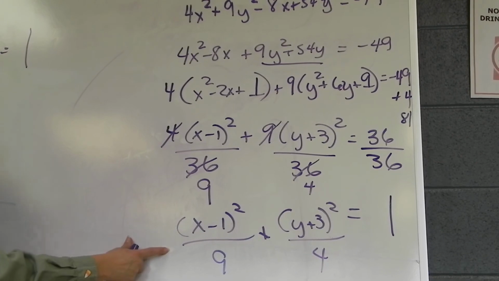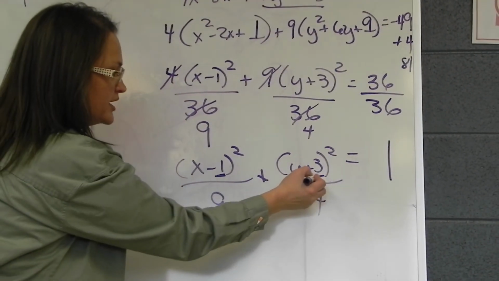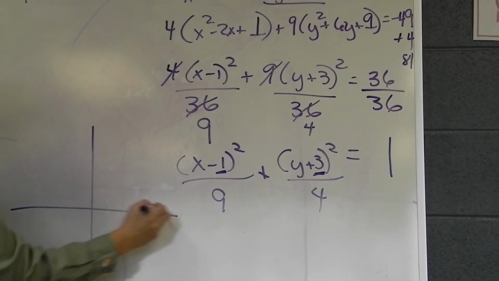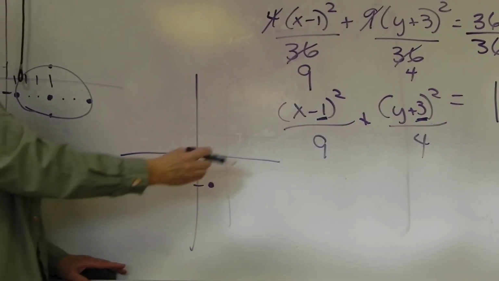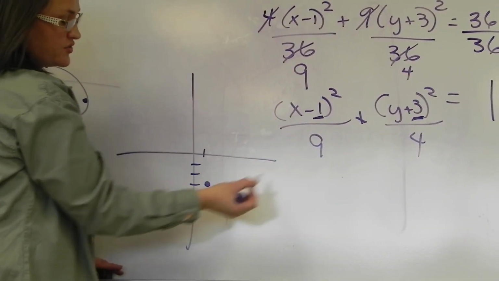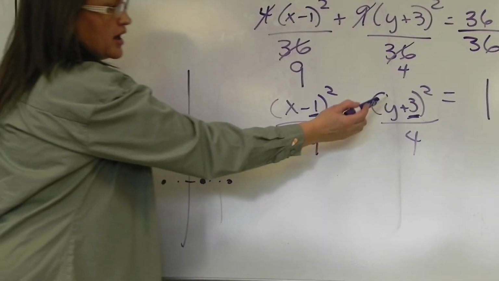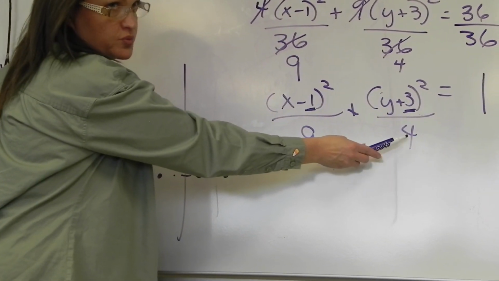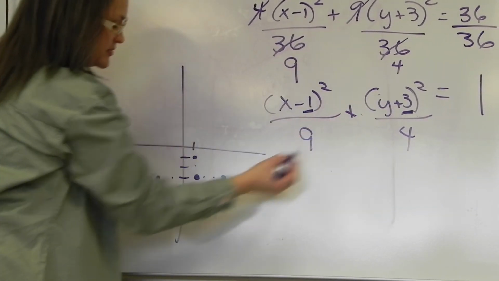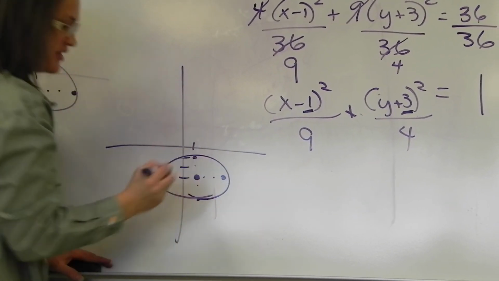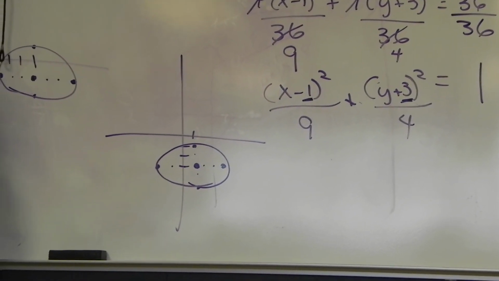But from this point, now it's ready to graph. The center, the starting point, is 1, negative 3, so over 1, down 3. Under the x, the square root of that is 3, so I move 3 each way. Under the y, the square root would be 2, so I go up and down by 2's. Because it's plus, it comes together as an ellipse. And that's your final graph. All right, any questions on that?